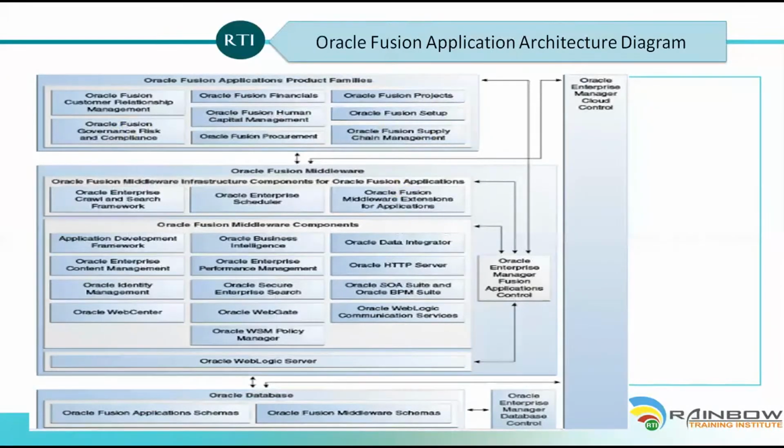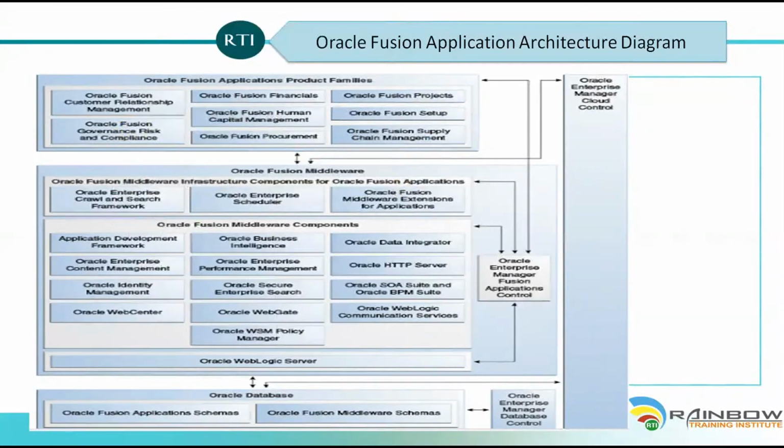Coming to the applications, we know that we have different product families. Oracle is offering product families like financials, HCM, PPM, SCM and procurement. After that, we have the Oracle Fusion middleware. In the middleware itself, you can see two things: Oracle Fusion middleware infrastructure components and Oracle Fusion middleware components. So there are two things: the infrastructure components, and second, the middleware components.